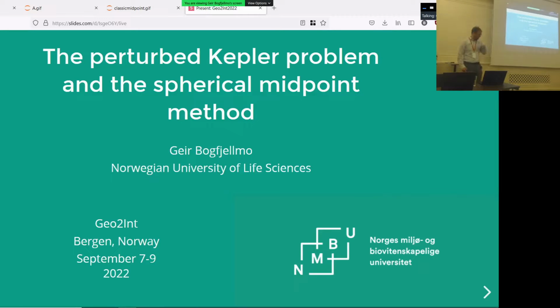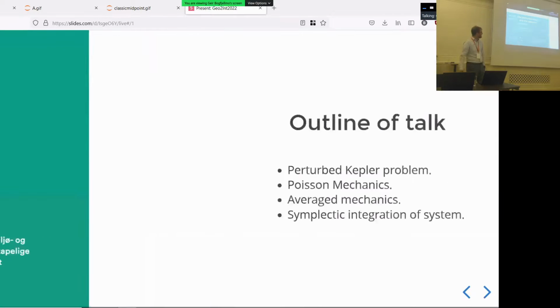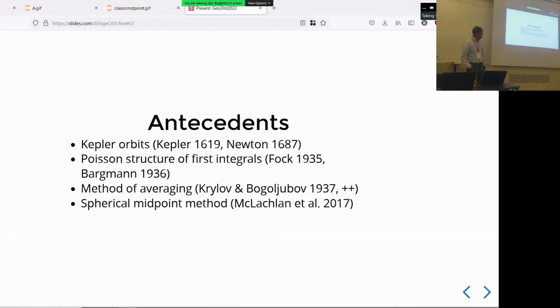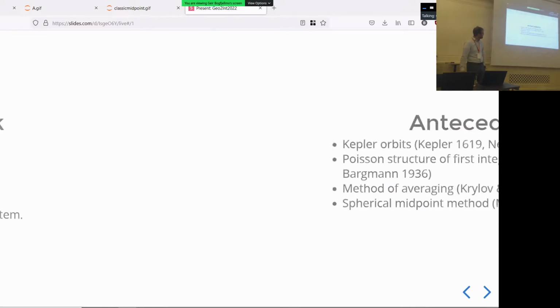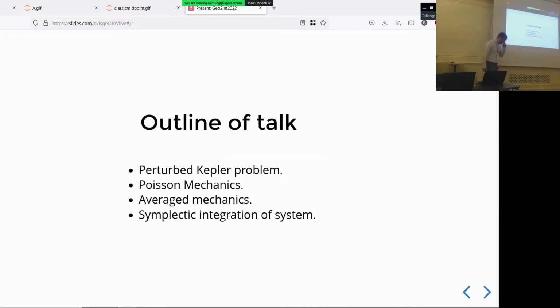This is something I've been working on for a while now, and it's the perturbed Kepler problem and the spherical midpoint method. The spherical midpoint method is of course due to Klas and co-authors, and there we are. Sorry, the clicker is not that welcome. Okay, so this is what I'm going to talk about.